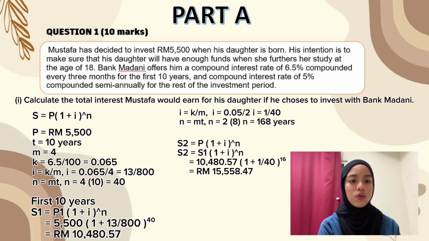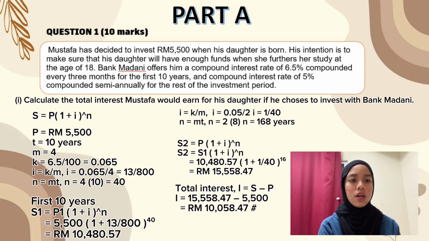So S2 equal to S1 open bracket 1 plus I close bracket power of N. So S2 equal to 10,480.57 open bracket 1 plus 1 over 40 close bracket power of 16. So the answer is 15,558.47. To calculate the total interest, we need to use the formula I equal to S minus P.